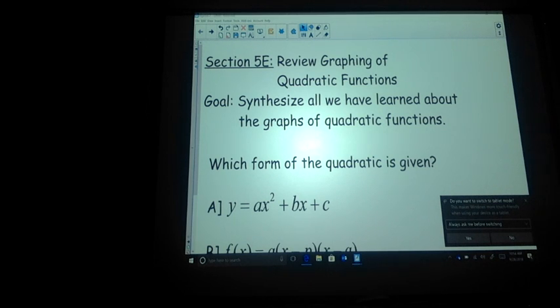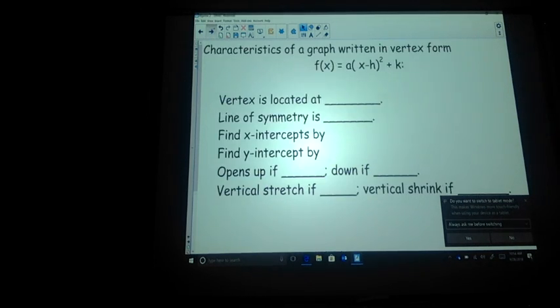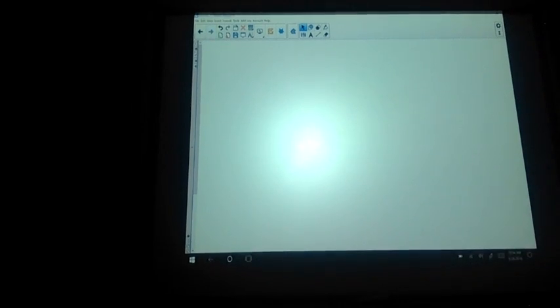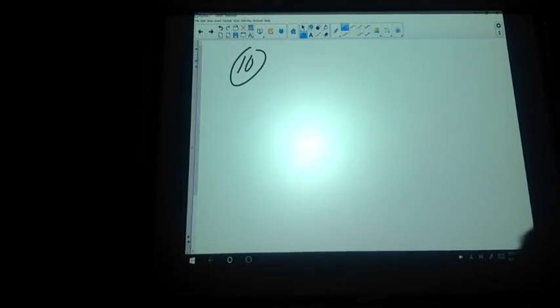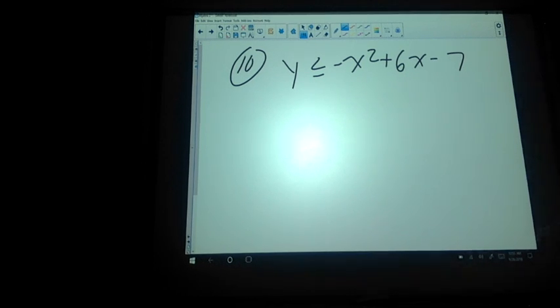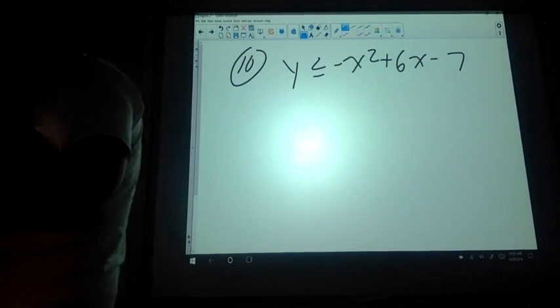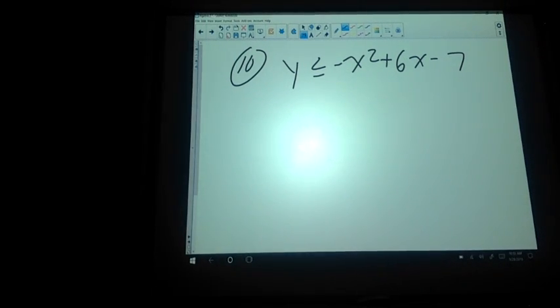All right. Questions on 5D. Yes. Okay, go ahead. Number 10. Perfect. So number 10, I get this. That one? All right, so it is an inequality, so we're going to have a solid line because it has the equal sign. It is a parabola. It opens down. Sound good so far? Yes. All right, so let's figure this out.